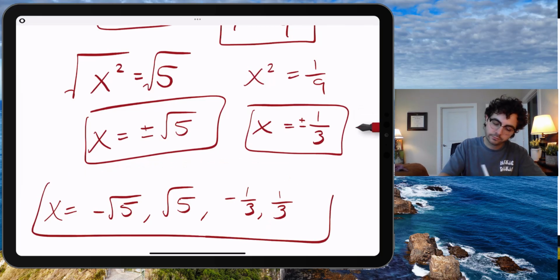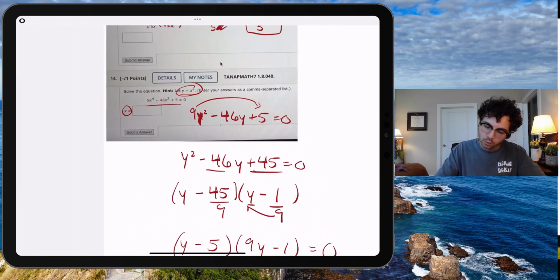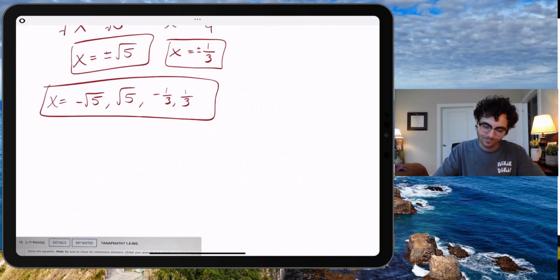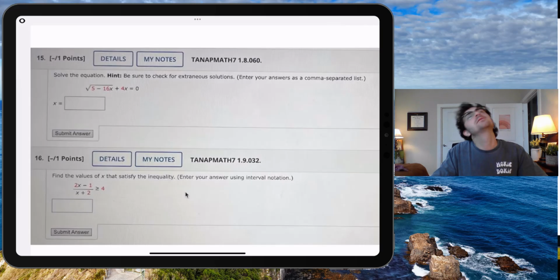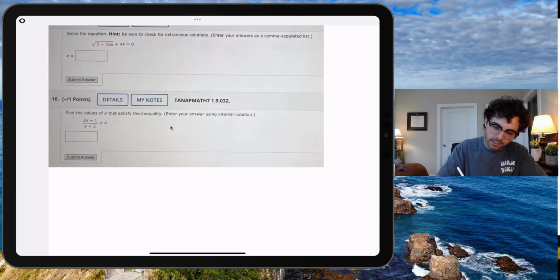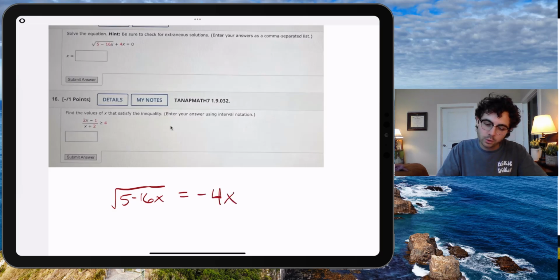All right. Those are our solutions. We just got two more here, number 15 and 16. Let's write number 15 down here because it's going to take a little bit of space. Okay, so when I write it down here, I'm going to go ahead and subtract 4x. So we'll have this square root equals negative 4x, sorry.